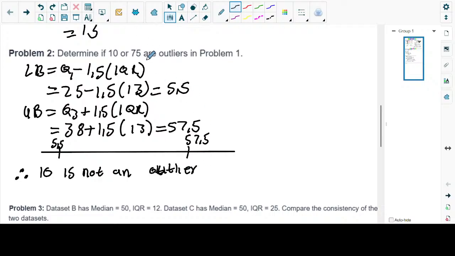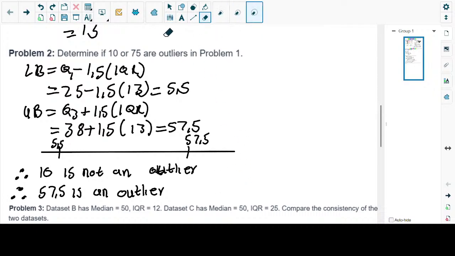And then 75 lies after 57.5. Then 57.5 is an outlier. Yeah, it's an outlier. I'm going to take advice from our marking audit today, that we should do this thing, with a bracket of... this is the thing. I'm going to do it with the thingy.